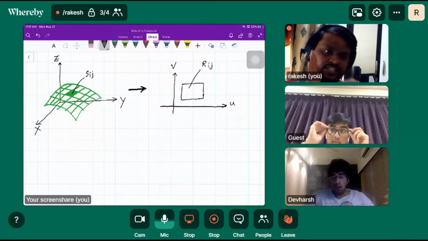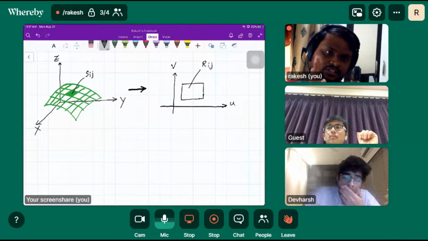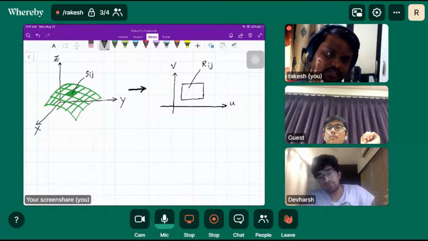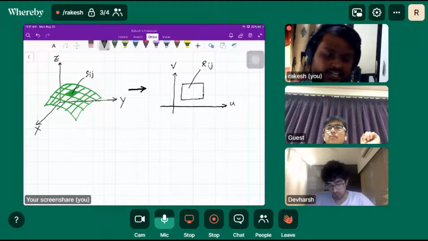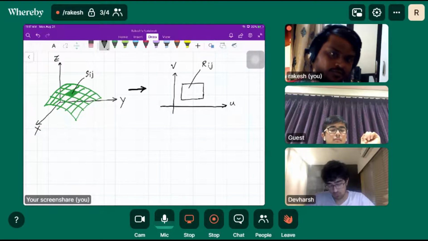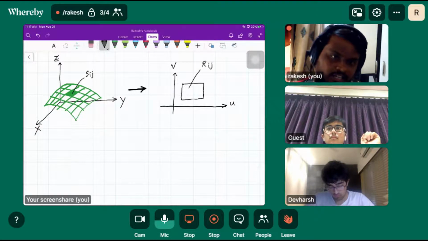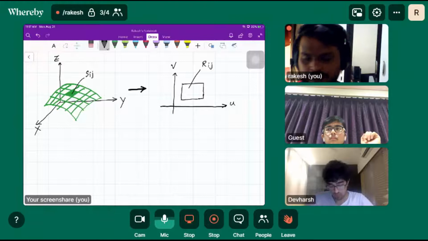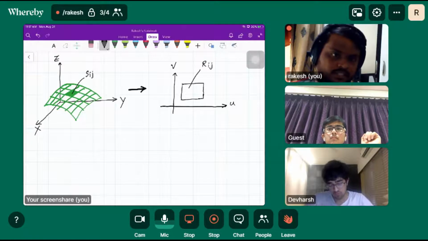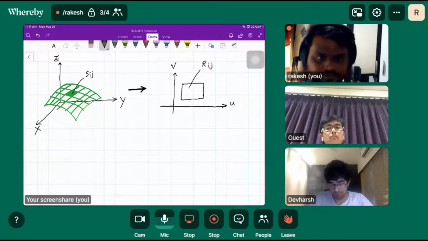So in the new coordinate system, that is u and v, we will find a region, and that region is Rij, that corresponds to Sij. Got the idea here? That corresponds to Sij, where u and v are basically the parametric form of the given equation.